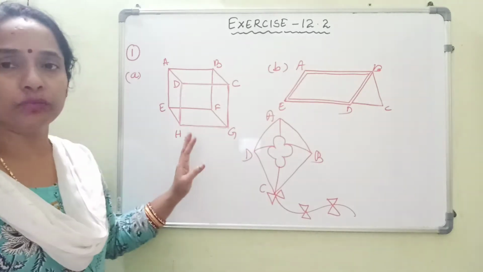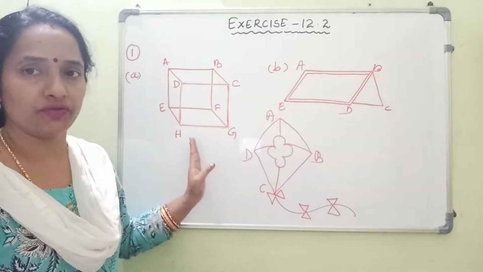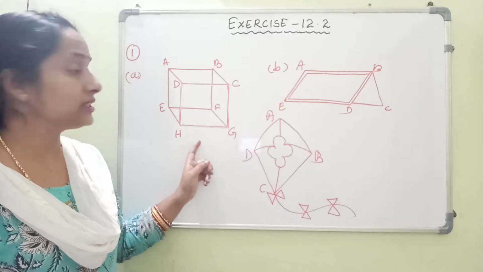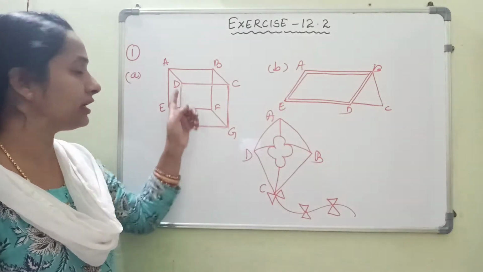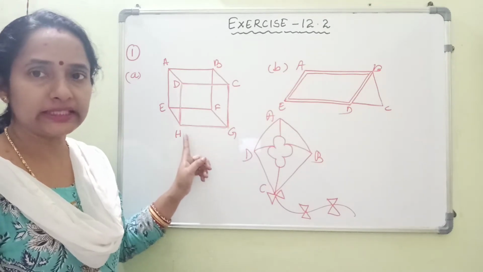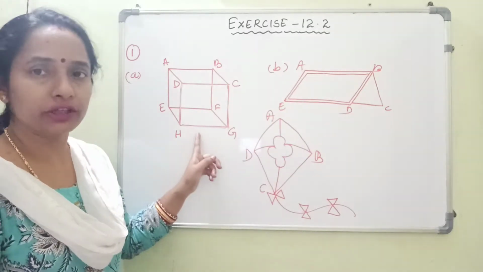So now let us come to the first figure here. What shape is it? First of all, tell me what type of shape it is. It has a length, breadth and a height. So it is a solid shape. Other than that, it looks like a cube or a cuboid.